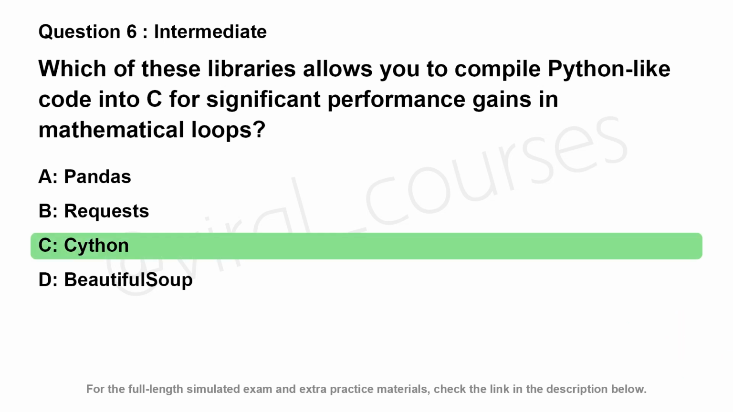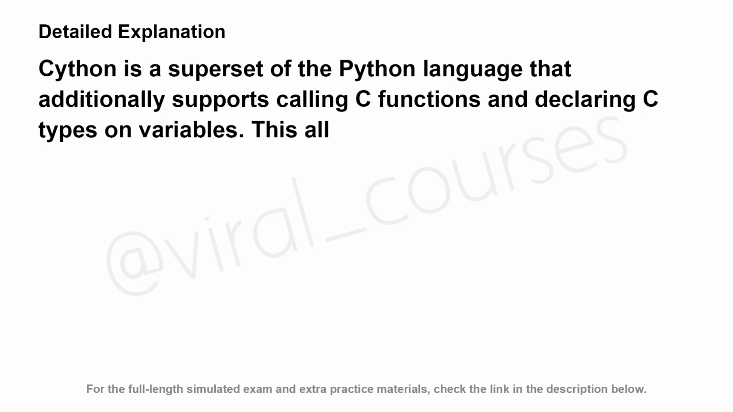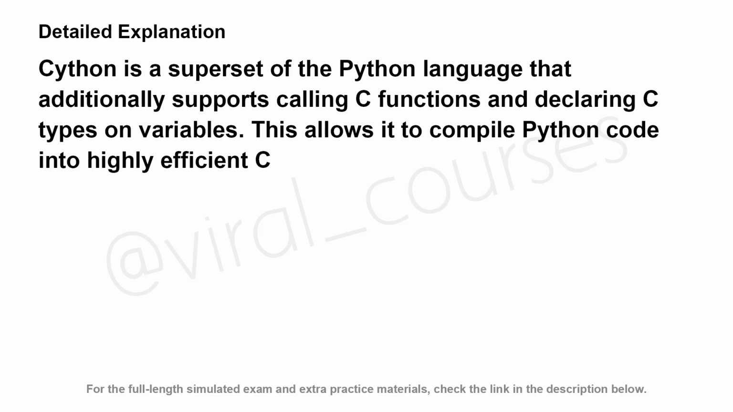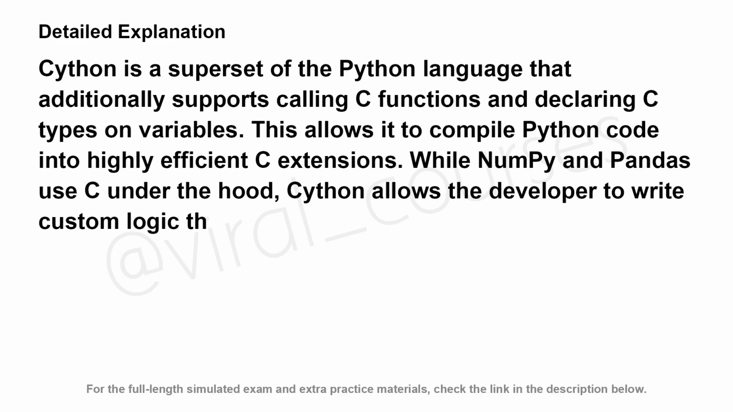The correct answer is C. Cython is a superset of the Python language that additionally supports calling C functions and declaring C types on variables. This allows it to compile Python code into highly efficient C extensions. While NumPy and Pandas use C under the hood, Cython allows the developer to write custom logic that compiles to C speed.